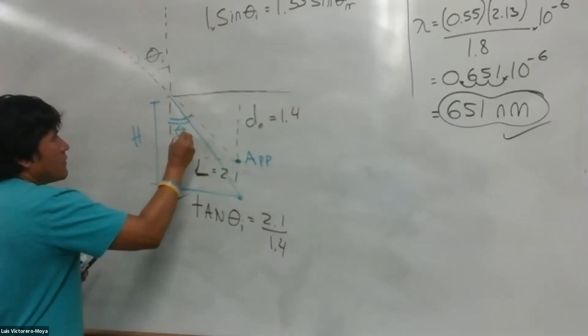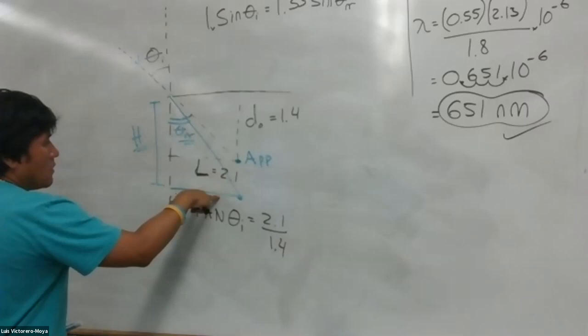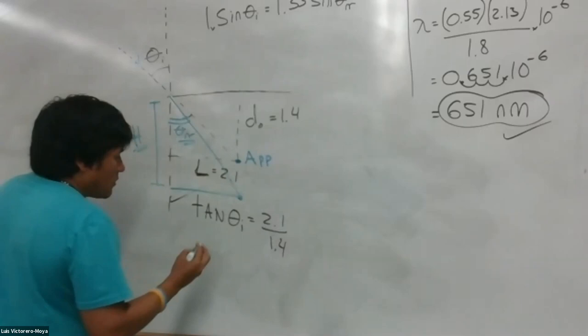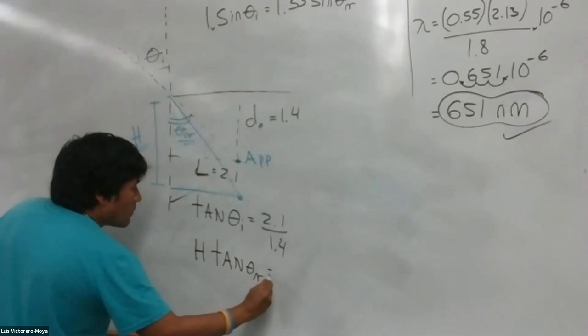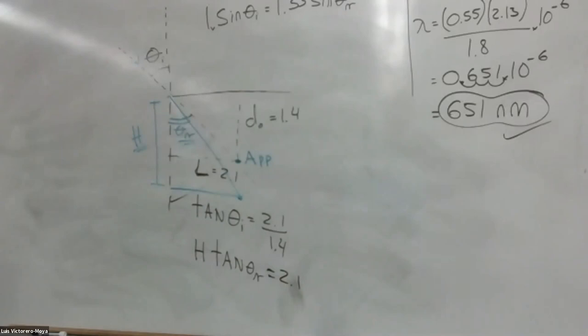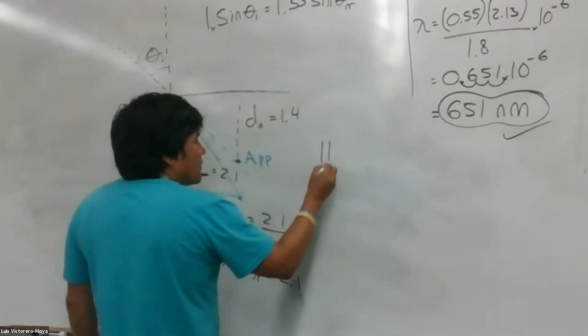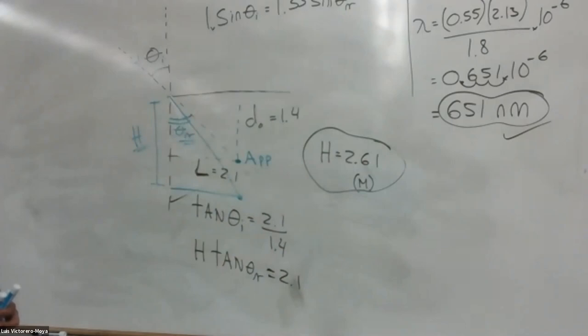If you know theta R and you know H, H tangent of theta R, right? Or yeah, you were given this. This is L. So L over H here. Oh yeah, H tangent of theta R was equal to L, or 2.1. And then you will get H around 2.61, if you do the math there, 2.61 meters. All right. So that is a question of apparent position there. That's pretty much what you had to do.